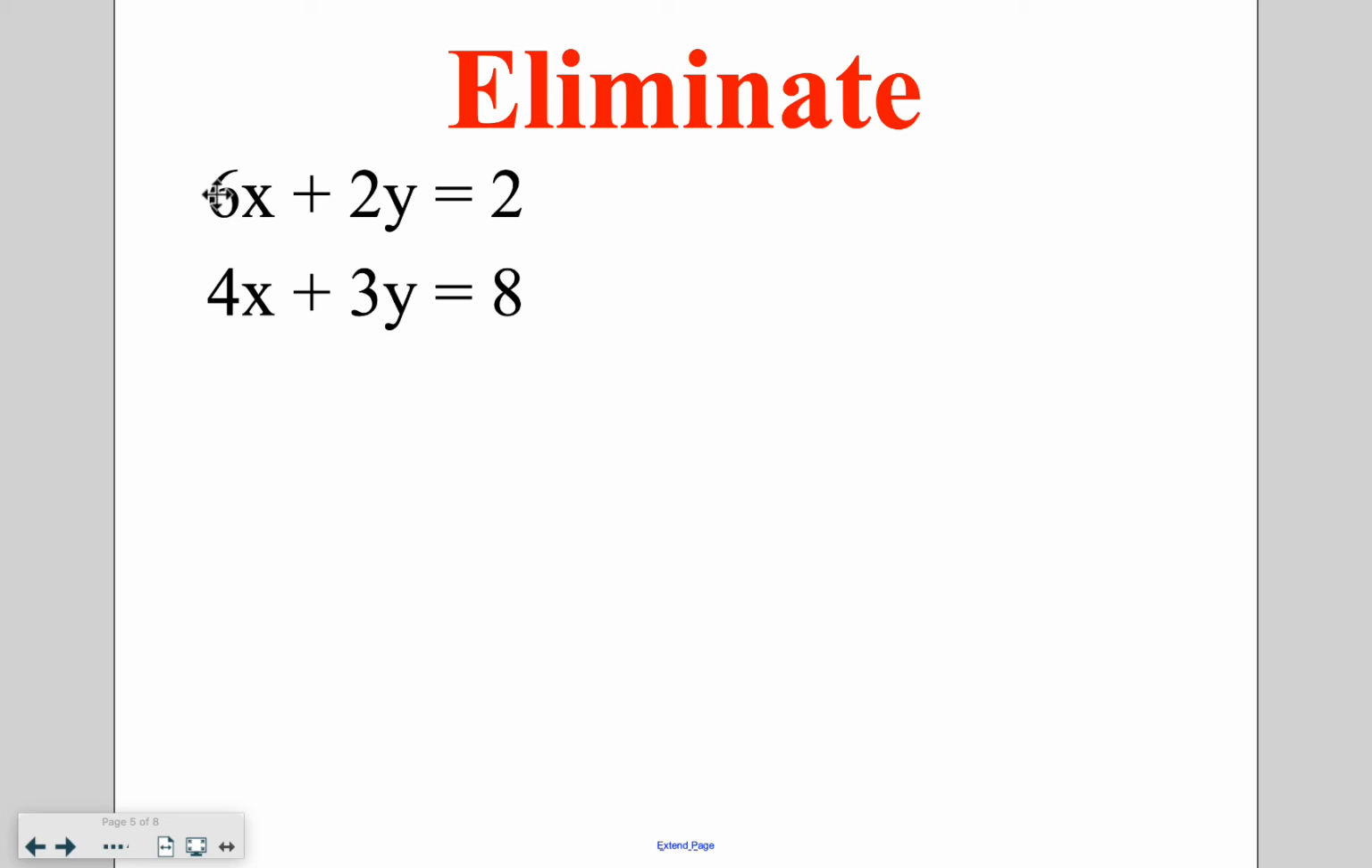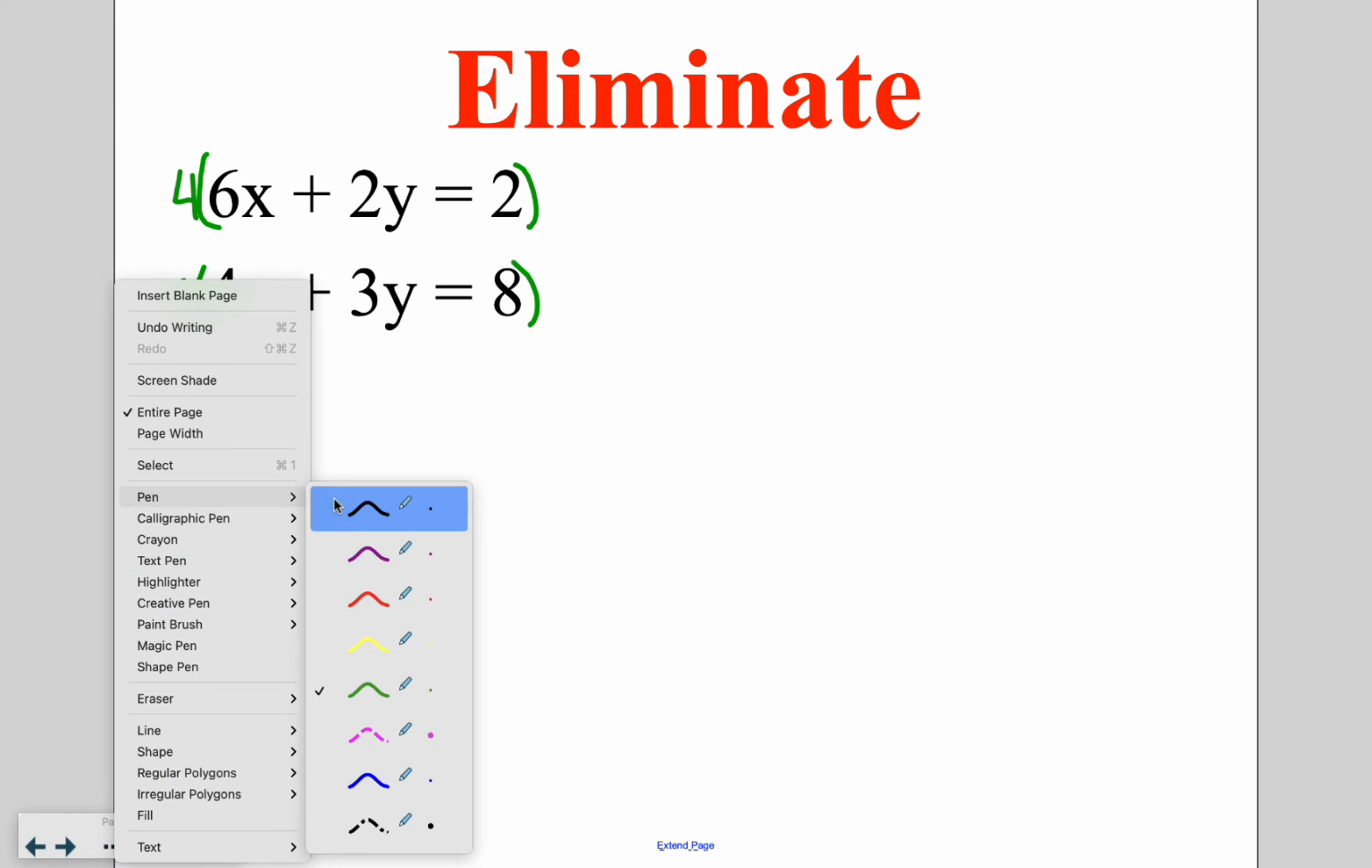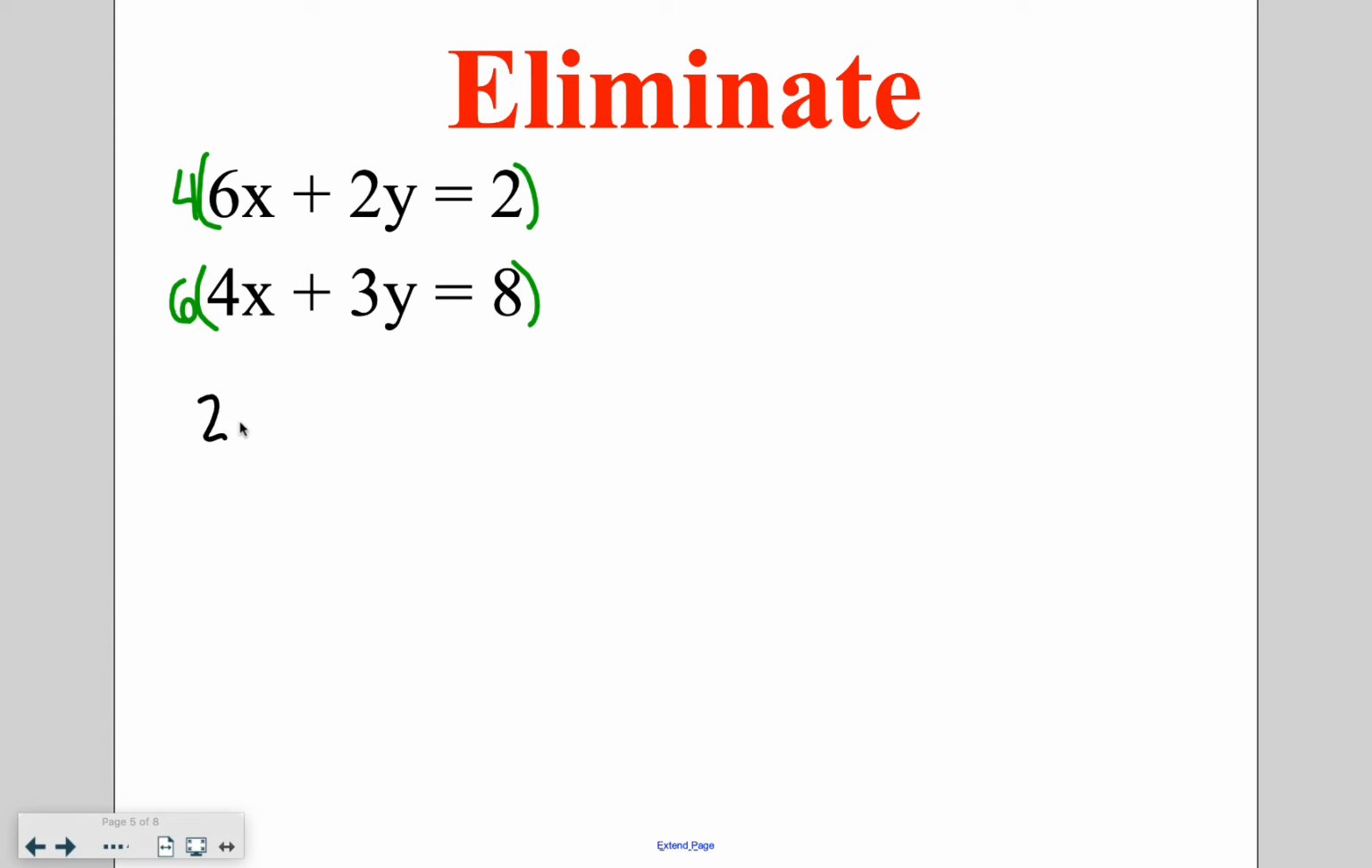I'm going to pick 6 and 4. So I'm going to multiply the top equation by 4, and I'm going to multiply the bottom equation by 6. So we're just flip-flopping the coefficients. The reason we do that is now when I do 4 times 6, I'm going to end up with that first equation being 24x plus 8y is equal to 8.